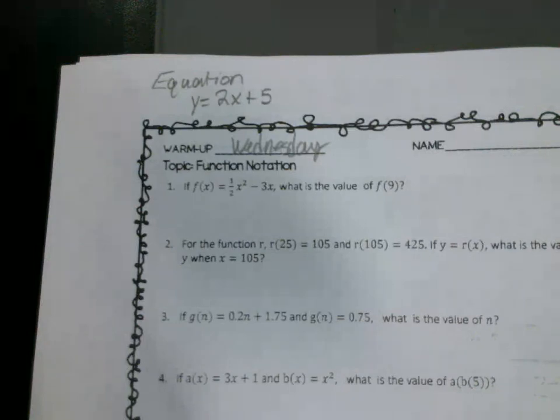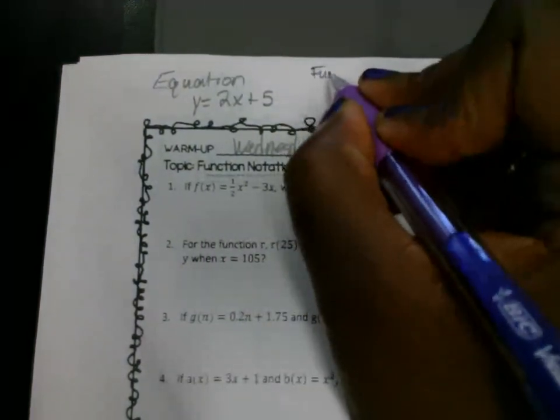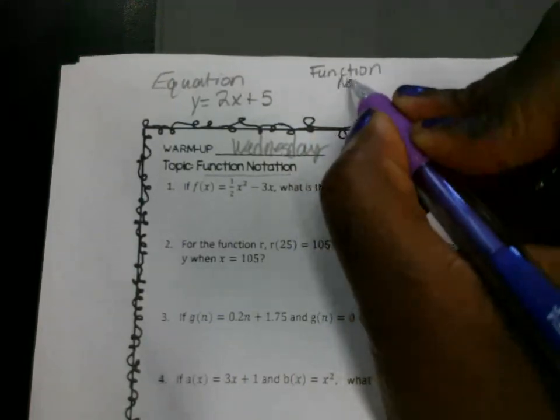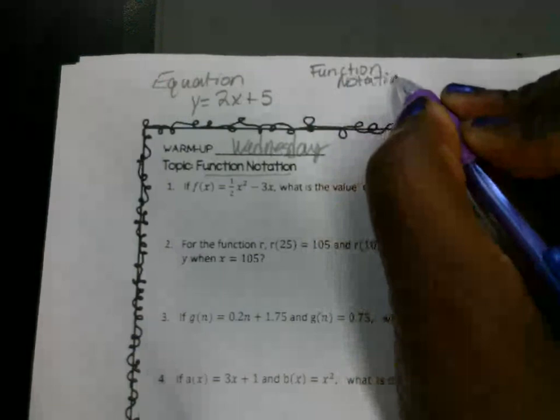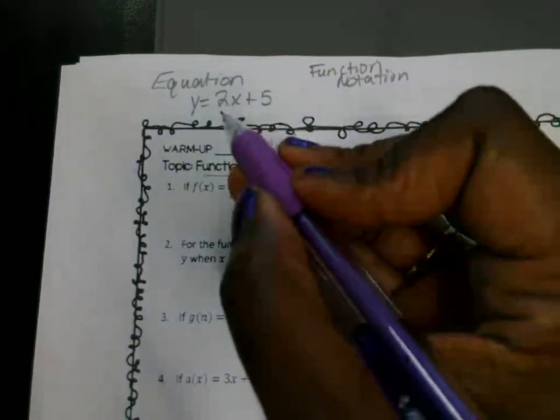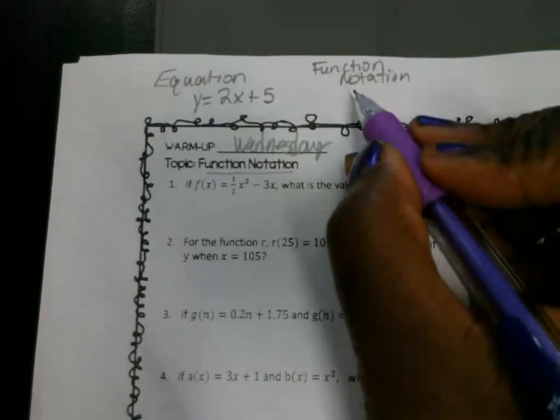And we want to write this basic equation in what you call function notation. Okay, so to write a basic equation in function notation, which we know is just a different way to write something, you replace the y with f of x.